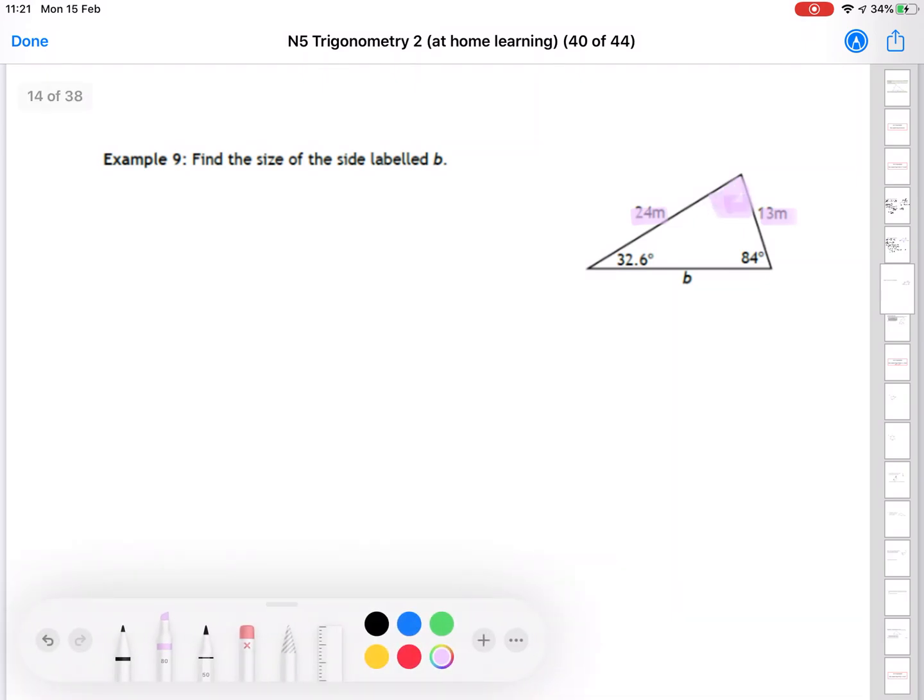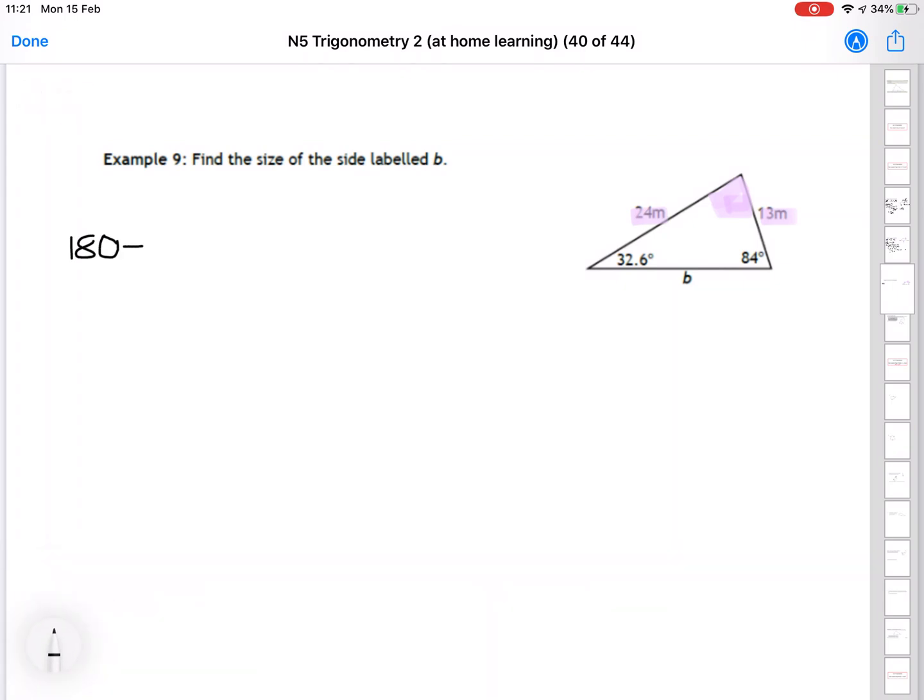What that means is you'll have to fill that in first yourself. So all we would do is 180 and we would just take away those two angles that we have. So minus 84 and minus 32.6, which is going to give us an angle of 63.4 degrees. So that would be the angle that we would use in our calculation.